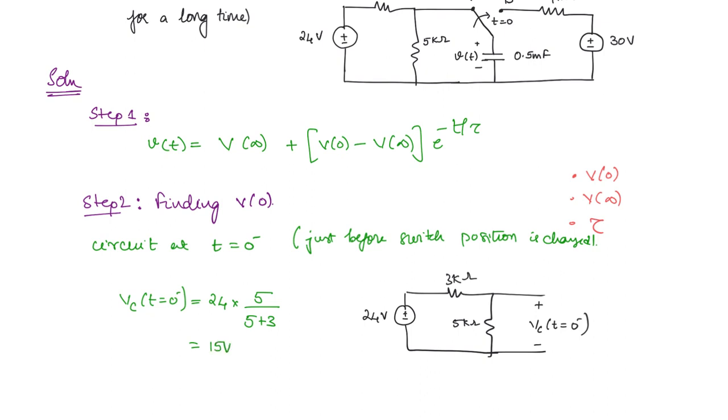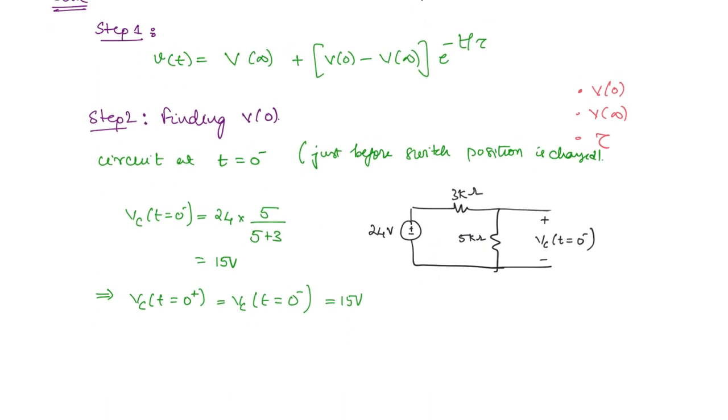This implies that Vc of t is equal to 0 should also be equal to the value at t is equal to 0 minus, which will be equal to 15 volt. Next, we found out the initial value. Next step is to find out the final value, V infinity.